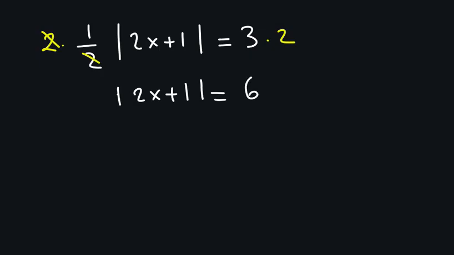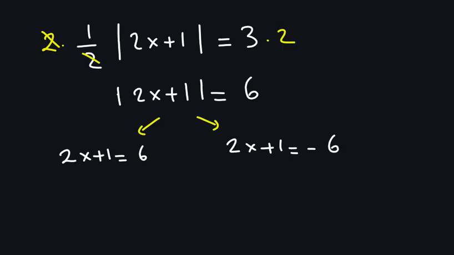So I can apply the two possible scenarios, which is the term inside of the absolute value, which is 2x plus 1, could be positive 6 or negative 6. So 2x plus 1 equals, let's say, 6. As the other option, 2x plus 1 equals negative 6. So let's start with the one on the left side. 2x plus 1 equals 6.